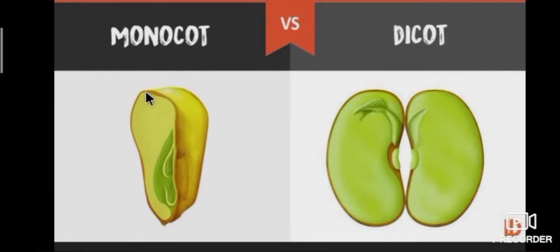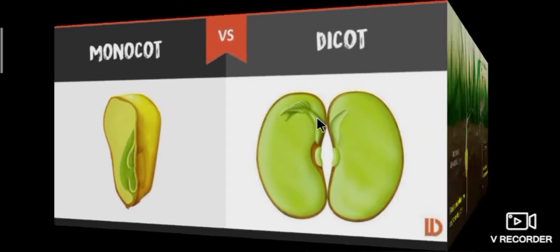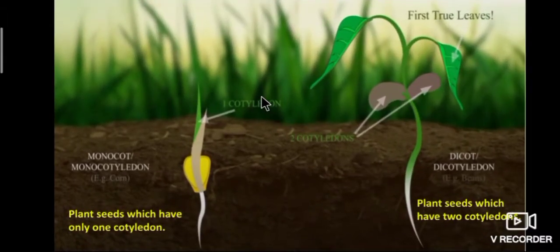Now we are going to study about monocot and dicot plants. Angiosperms are the dominant plant forms of present day. Based on the number of cotyledons, angiosperms are broadly divided into 2 groups. See the picture, this is cotyledon. What are the 2 groups? Monocot and dicot.